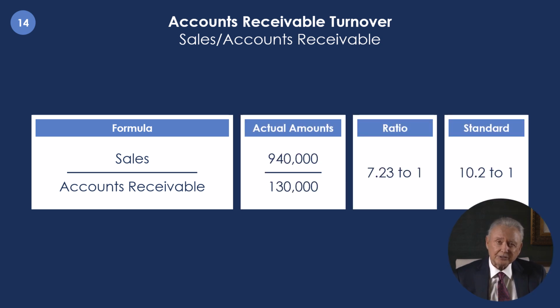The standard for accounts receivable turnover in the U.S. garment industry is 10.2 to 1. Take 940,000 in sales divided by 10.2 equals 92,156. That's the budgeted accounts receivable. Our actual accounts receivable is 130,000. 130 minus 92,156 equals 37,844 in excess accounts receivable.